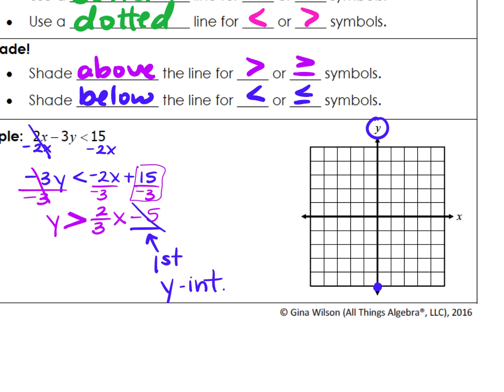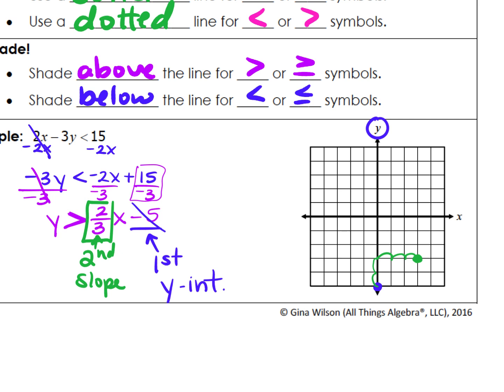Okay, so now you're done with that part. What do you do next? Up 2 over 3. Now you do the slope. Okay, this is your second step, and that's your slope. So you're going to go up 2 and then to the right 3. Up 2, right 3, put a point there.